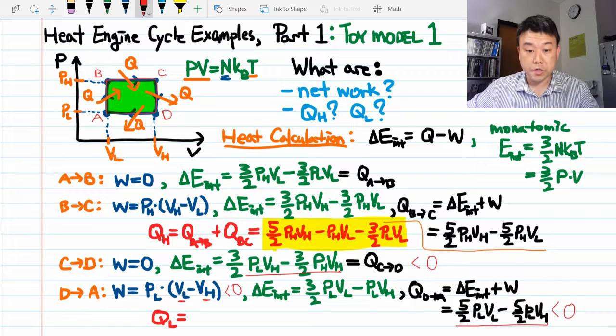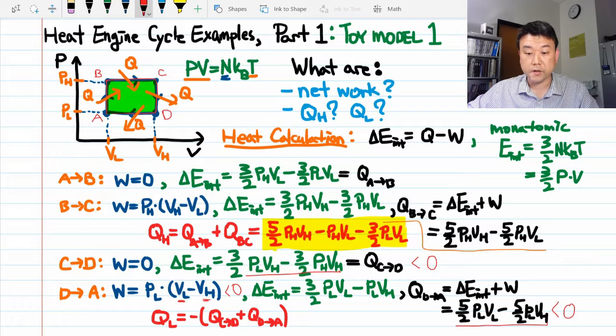Now, by convention, both Q_H and Q_L are defined to be positive quantities. All the formulas you see in your textbook will assume that. So here, instead of adding Q_CD and Q_DA, I will calculate the minus of Q_CD plus Q_DA. This will give us the positive quantity we are looking for. Alright, this is going to take a little bit of algebra, so I'll do it on a separate piece of paper and write it down here.